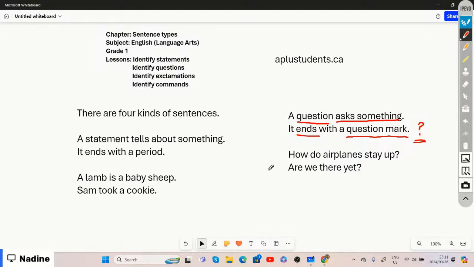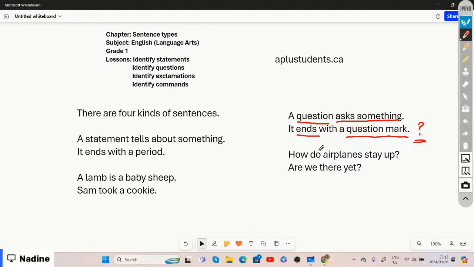And then we have another example that says, are we there yet? So if you're going on a road trip with your parents, and you're asking the question, are we there yet? Then your parents will either say, not yet, we are almost there, one more hour, 15 more minutes. That is the response that you will get, maybe.